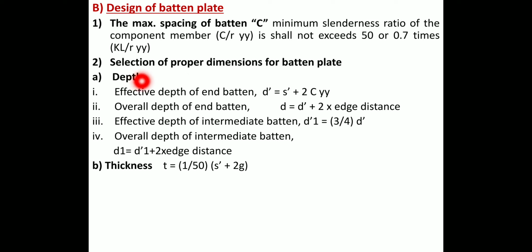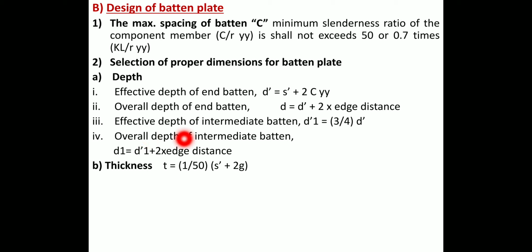Then the second point is selection of proper dimensions for the batten plate. Under that, first is depth. As a sub point, first find the effective depth of end batten, that is D dash equal to S dash plus twice of Cyy distance. We can take these values from the properties of the channel section. Then the second point is the overall depth of end batten, which we can determine using small d equal to D dash plus twice of h distance.